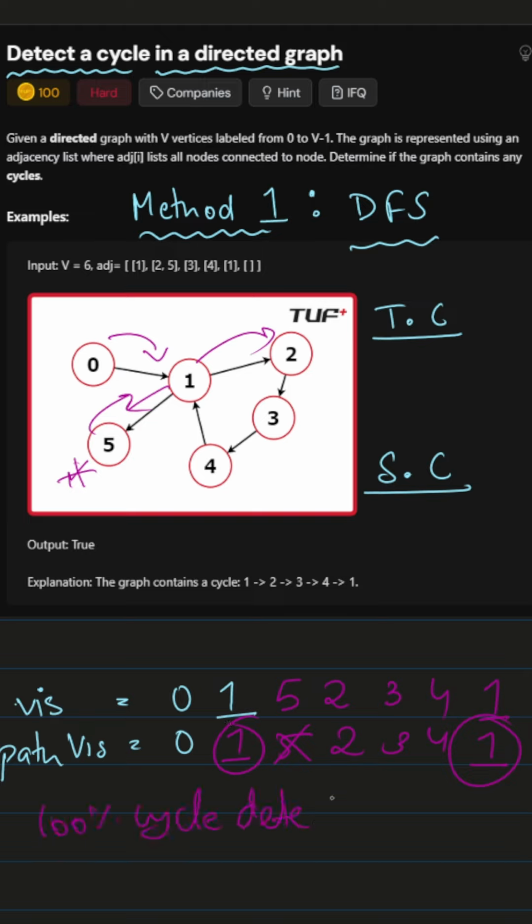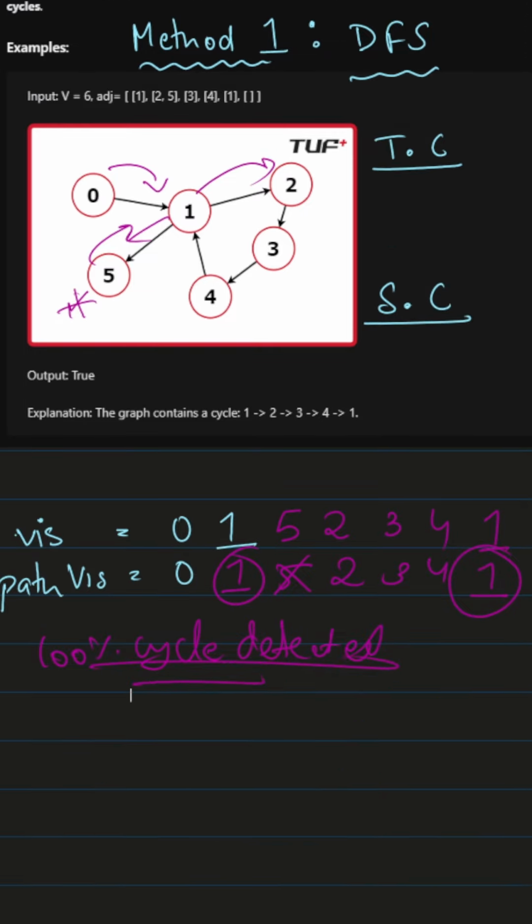Okay. Now, that is the basic thing that we need to do in this question. Now, you might ask, why do we need a path visited array? Why can't we just do it with a visited array? Imagine a case where 1 goes to 2, goes to 3, and there's another node 4 which just comes to 2. 2 would already be visited when the DFS travels from 1 to 2, 2 to 3, and then from 4 to 2.